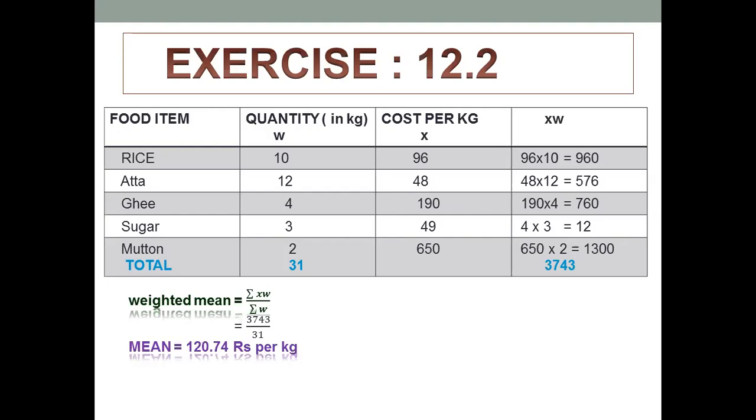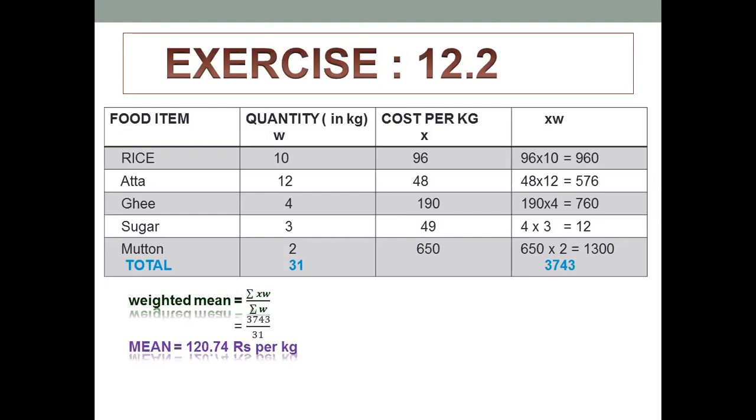You multiply each X with each W. X and W: 10 multiplied by 96. The next W is 12 and the next X is 48, so we multiply 12 and 48. The next W is 4 and the next X is 190, so we multiply 190 and 4. The next W is 3 and X is 49.